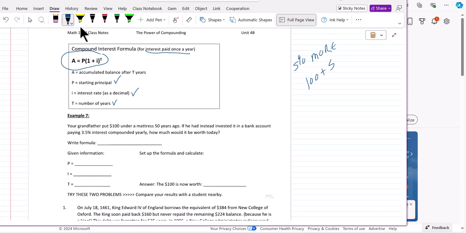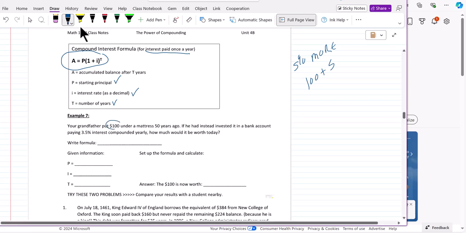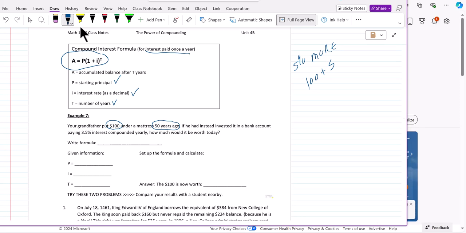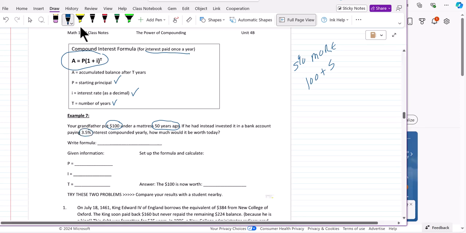So example 7 says your grandfather puts $100 under a mattress 50 years ago. Okay, if he had instead invested it in a bank account paying 3.5% interest compounded yearly, let's find out how much it would be worth today. So go ahead and write down the formula, which is going to be A equals P times 1 plus I to the T power. And then we're going to write down everything we have.